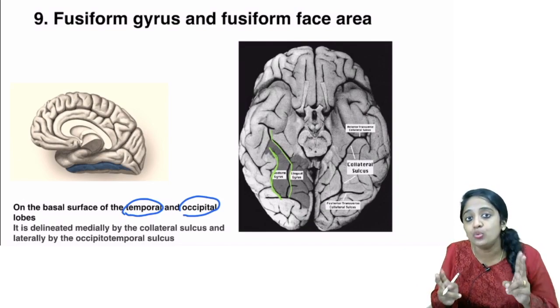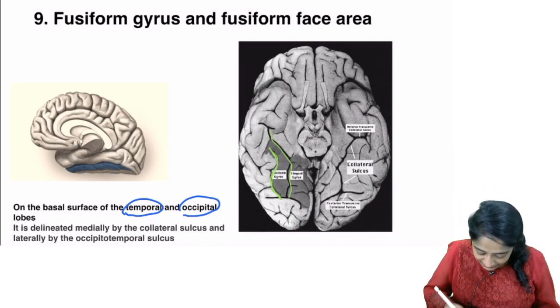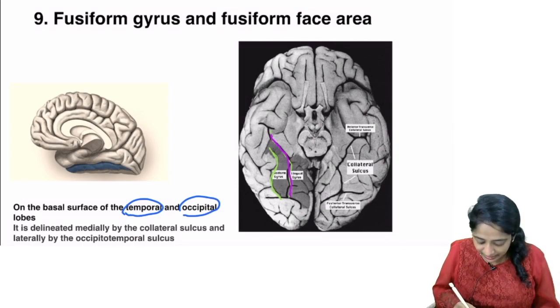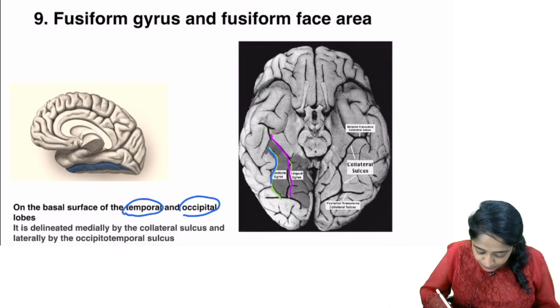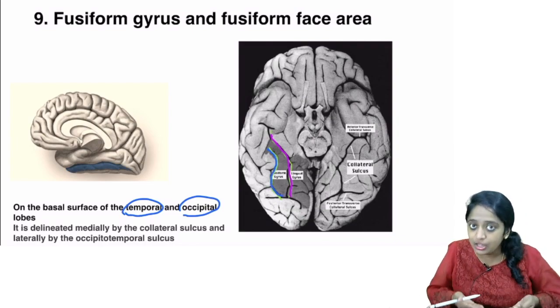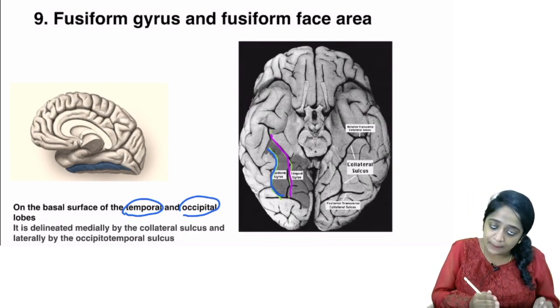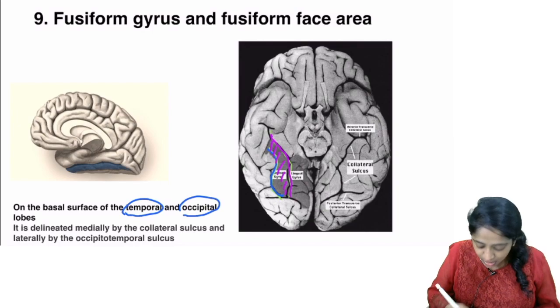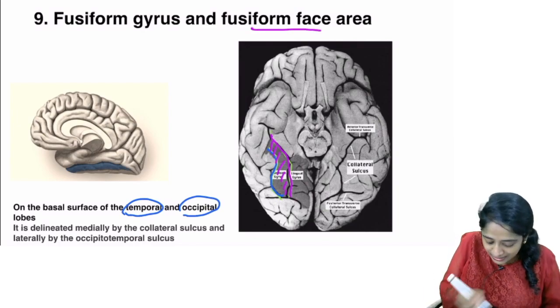It is outlined by two sulci. Medially you have the collateral sulcus and laterally you have the occipitotemporal sulcus. Between these two sulci, in the base of the brain, occupying both temporal and occipital lobe, you have the fusiform gyrus. So it is also known as the fusiform face area.